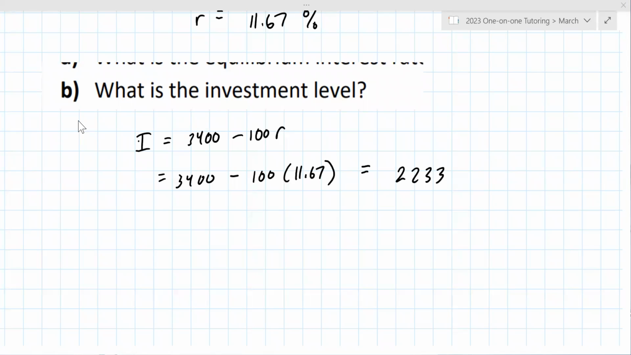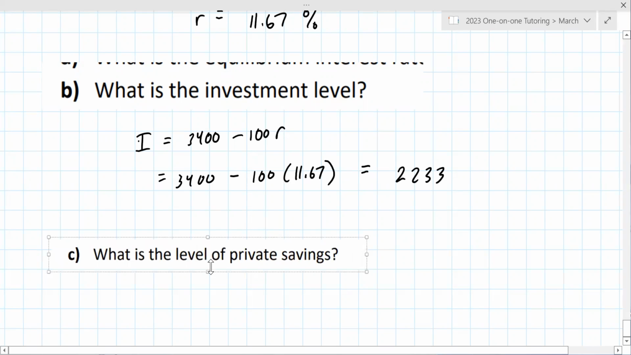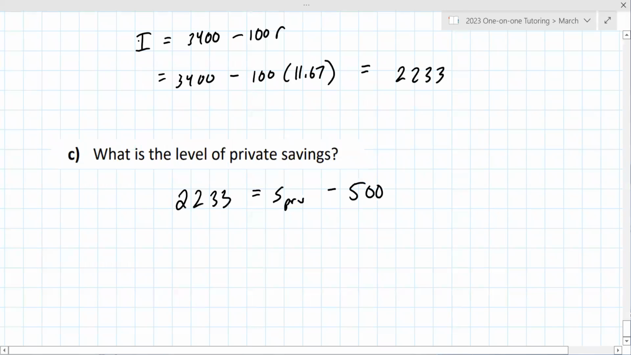Okay, so there are a couple ways to do this. You could put it into that private savings formula, or you can use the fact of the totals, the fact that 2233 has to equal private savings minus 500. That's one way to do it. Or you can put it back into the private savings equation, which was 2,500. I feel like in a test, I would just put it back into the equation to make sure. Yeah, everything checks out, both.